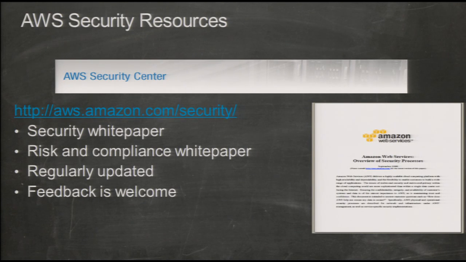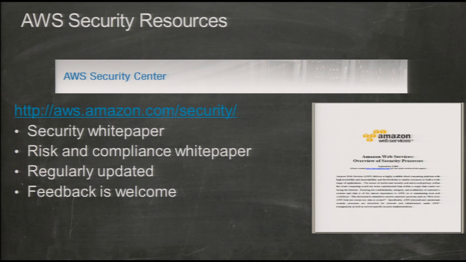Security resources. I've talked really quickly here to try and cram a lot of information in a short period of time. Please take a look at the URL that's on the screen right now if you have not already. There is a great deal of detail on the security website. It gives you access to resources like our security white paper, the risk and compliance white paper. If you work with auditors, for example, the risk and compliance white paper is a great place to start to educate them about how AWS works, how we configure things. The security white paper and the risk and compliance white paper are updated regularly.